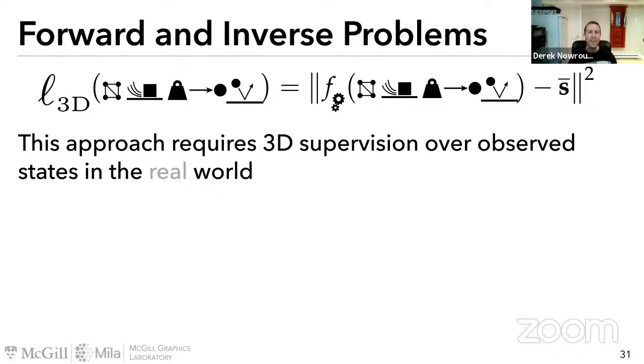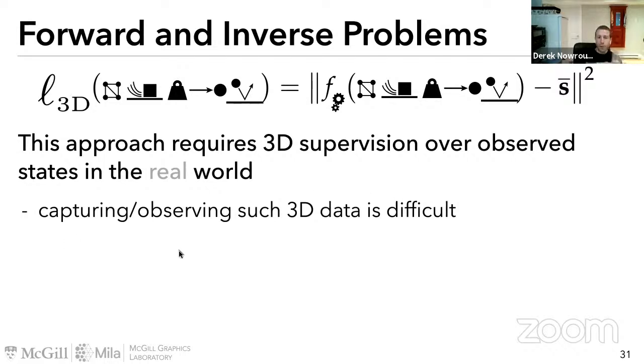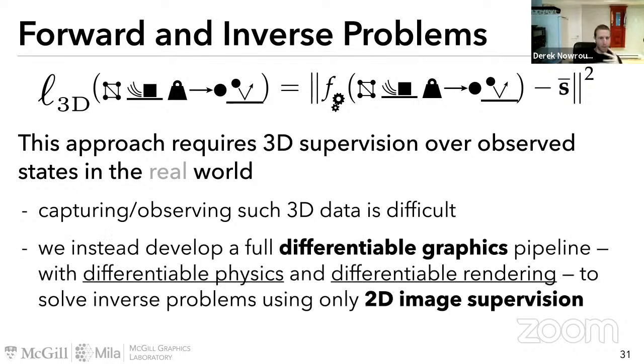Now, the problem with this supervision, this minimization problem, is we require 3D observed states. We need 3D supervision, and it's difficult to get this, whether you're capturing it from the real world or even simulating it. So capturing and observing 3D data to run this optimization is difficult. What I'm going to propose here is a full end-to-end differentiable graphics pipeline, meaning that we're going to combine differentiable physics and differentiable rendering so that we can solve these types of inverse problems using only 2D supervision, just from observed images.